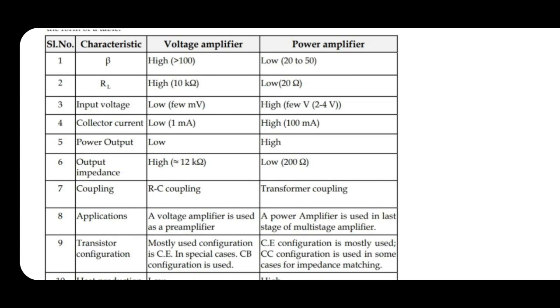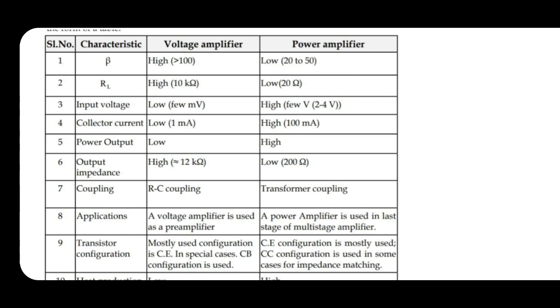Example, loudspeaker. The type of AC power developed at the output of the power amplifier is controlled by the input signal. Thus, we may say that a power amplifier is a DC to AC power converter whose action is controlled by the input signal.